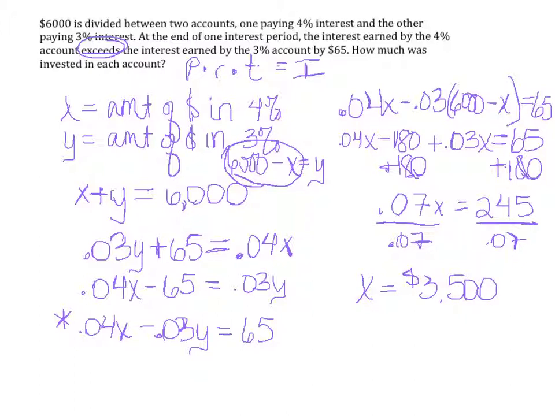Which means then that the amount of money that I invested in my 4% account is $3,500. And in my 3% account, I invested $2,500. And that would be my final answer.